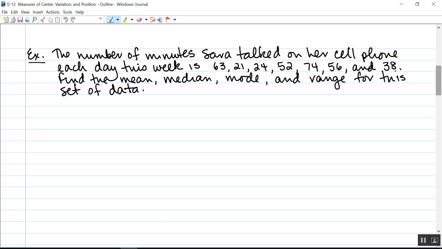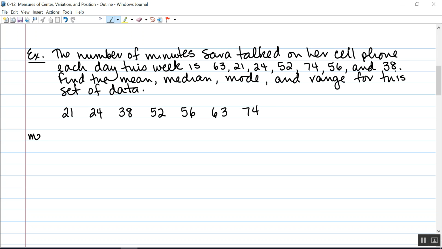So the first thing we want to do is arrange these values in numerical order from the smallest to the largest. And this can be a little tricky sometimes, but let's go ahead. 21, and then I have 24, 38, 52, 56, 63, and 74. And I like to just check: 2, 4, 6, 7, 2, 4, 6, 7. Yes, I got everything.